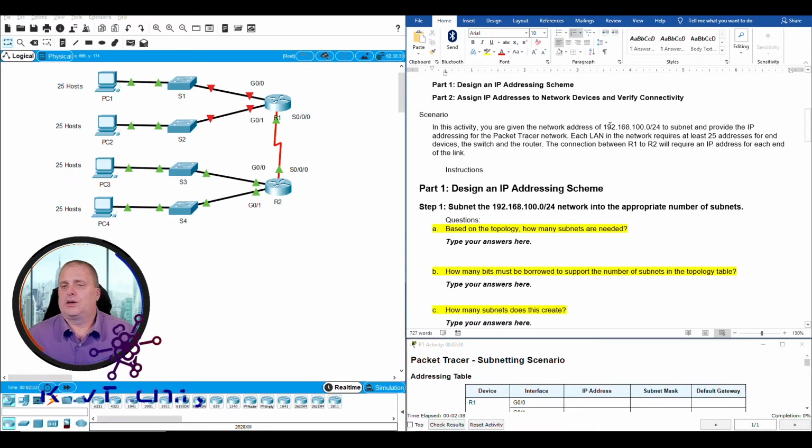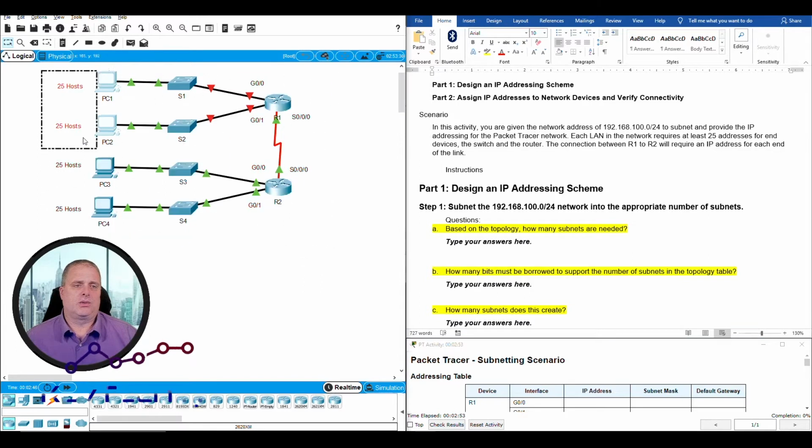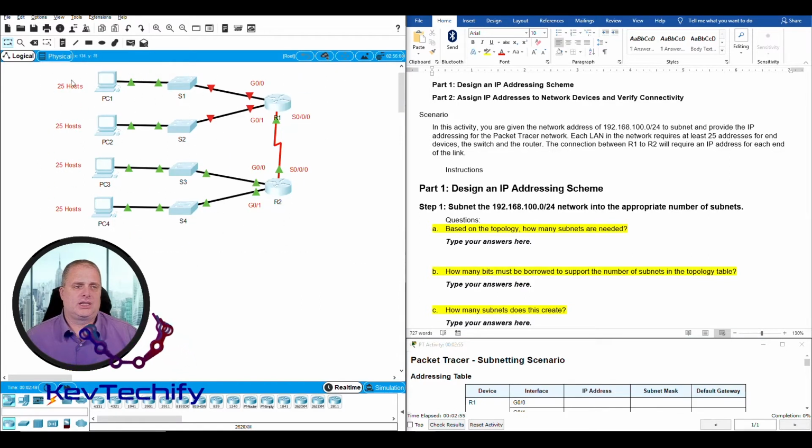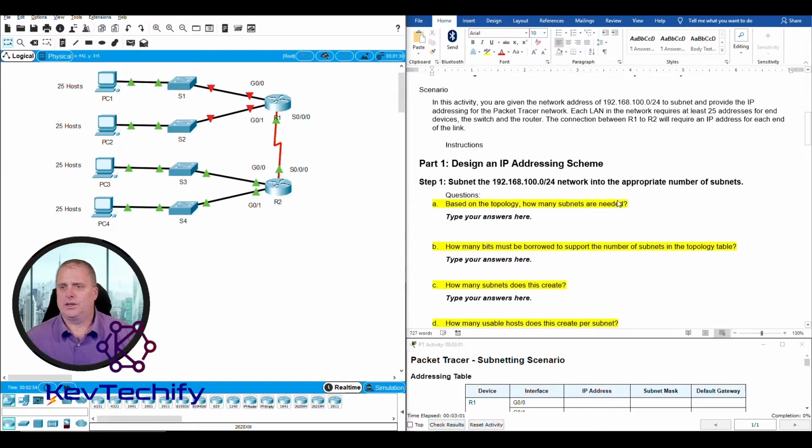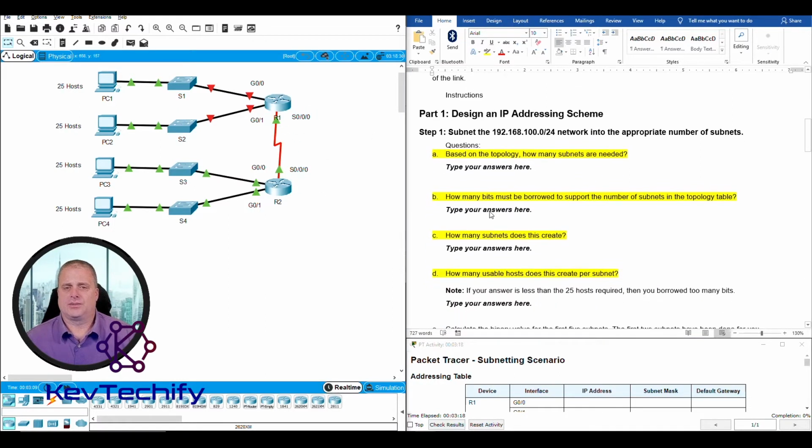We are given the network of 192.168.100.0/24. It's a Class C address. We need to subnet it and provide IP addressing for this network over here. As you can see, we have several devices on it. Each different network has requirements of at least 25 hosts. Each has a switch and a router interface. The connection between R1 and R2 will require addresses. So for this connection right here, we also have to go through and assign IP addresses.